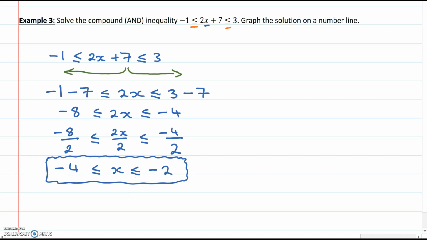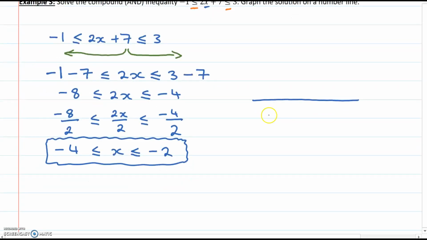Okay, how do we graph this? Well, we're going to draw a number line. And we put the numbers that are involved in our answer on the number line. And remember to put them in the correct order. As long as we're using less than signs, it shouldn't be any problem. -4 will be the smaller number, and -2 over here. We'll put circles around both of them.